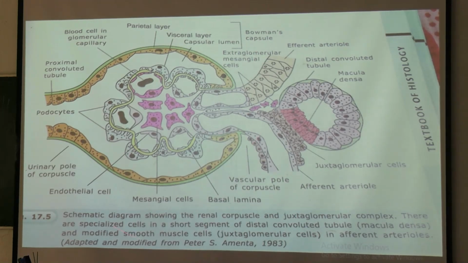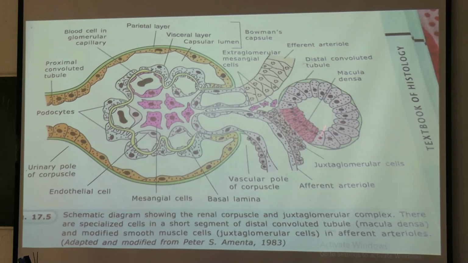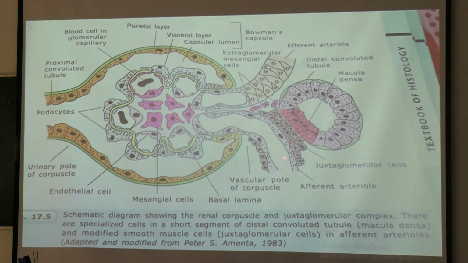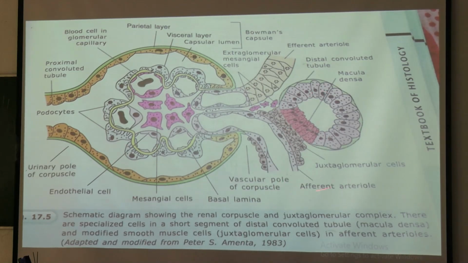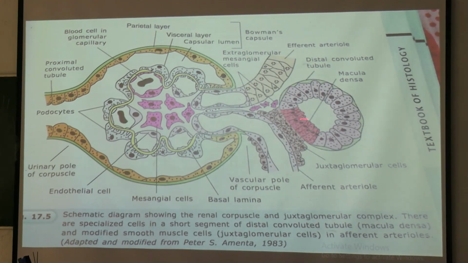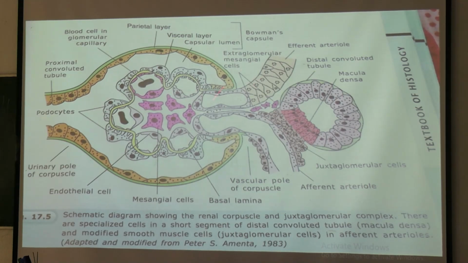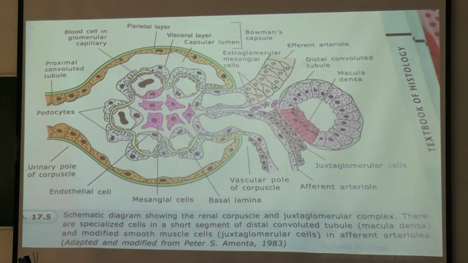So this is a schematic diagram showing the renal corpuscle. This part is the renal corpuscle and juxtaglomerular complex. Here it is showing the juxtaglomerular complex formed by the juxtaglomerular cells of this afferent arteriole. This is part of the distal convoluted tubule containing the macula densa cells, and these are extraglomerular mesangial cells. All these together form the juxtaglomerular apparatus.